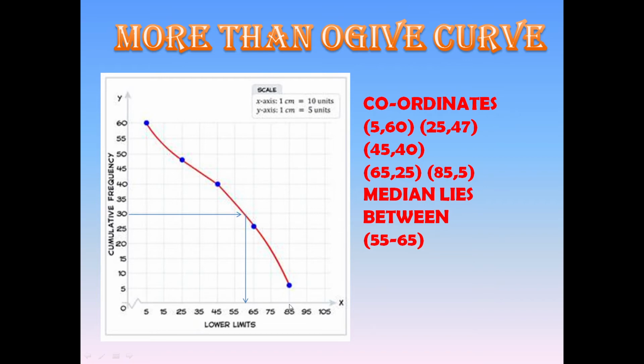So x-axis, y-axis, cumulative frequencies, and class boundaries we can write like this on the x-axis. So here on the x-axis we are going to consider 1 centimeter equal to 10 units, and on the y-axis 1 centimeter equal to 5 units. It is a scale. So now I want to take these coordinates on the graph. Coordinates are 5 comma 60, 25 comma 47, 45 comma 40, 65 comma 25, 85 comma 1. These are the coordinates which we are going to take.